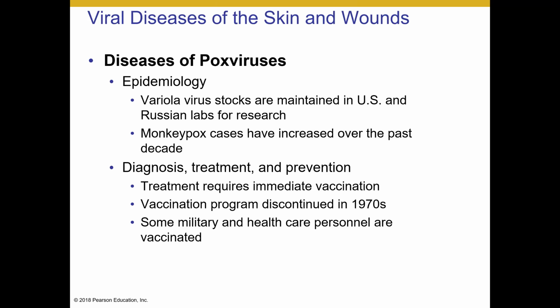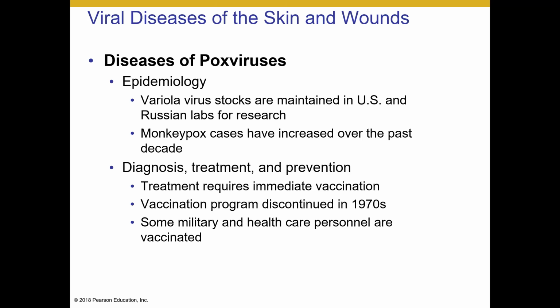The variola virus, which causes smallpox, is officially stored only in secure laboratories in the United States and Russia for research purposes. Smallpox was eliminated through a global vaccination campaign, and routine vaccination stopped in the 1970s. However, other poxviruses such as monkeypox have increased in recent years. Monkeypox spreads through close contact and sometimes through respiratory droplets.